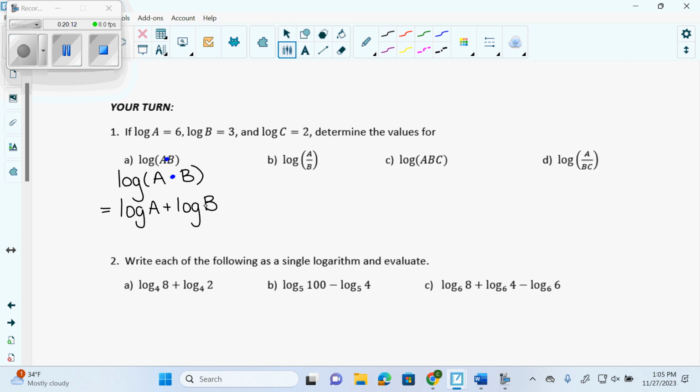Yeah, log A is what? The same as what it says up there? 6. So you can take this log A, huck it across the room, and replace it with a 6. Plus sign, log B, I can take it off the board, throw it away, and replace it with a 3. And my answer is 9.